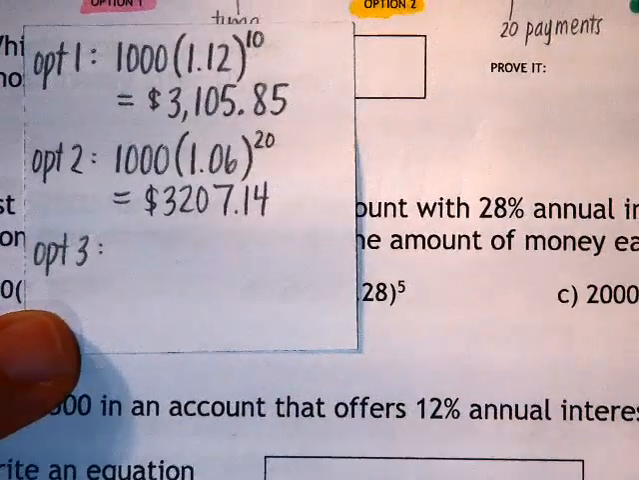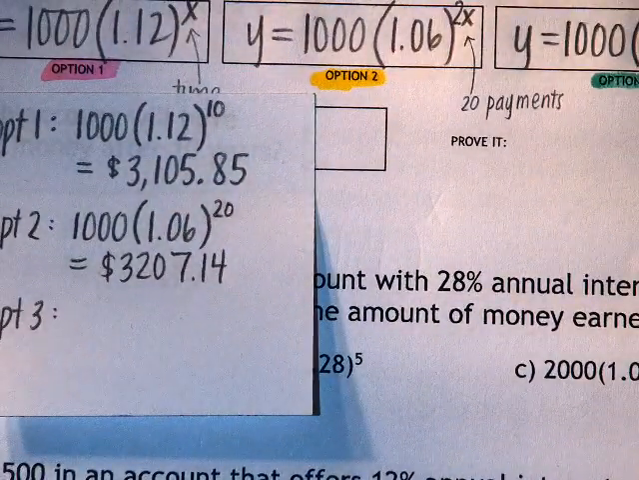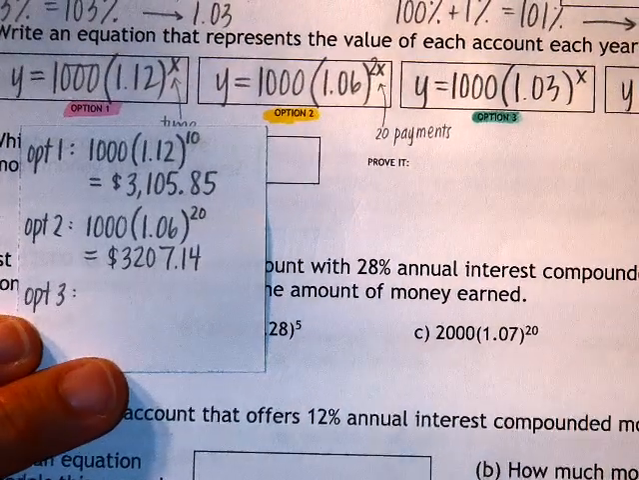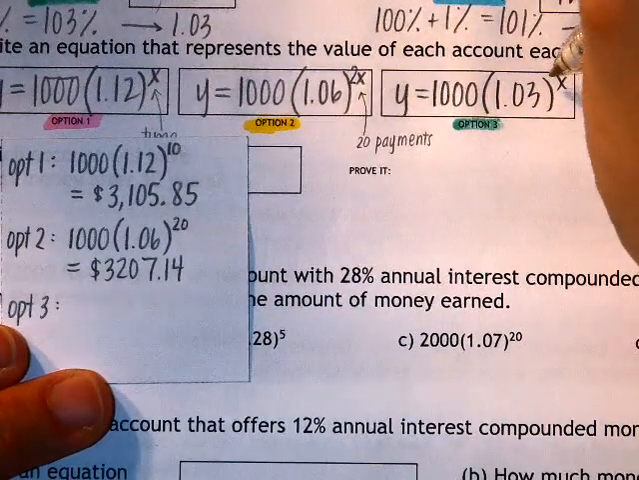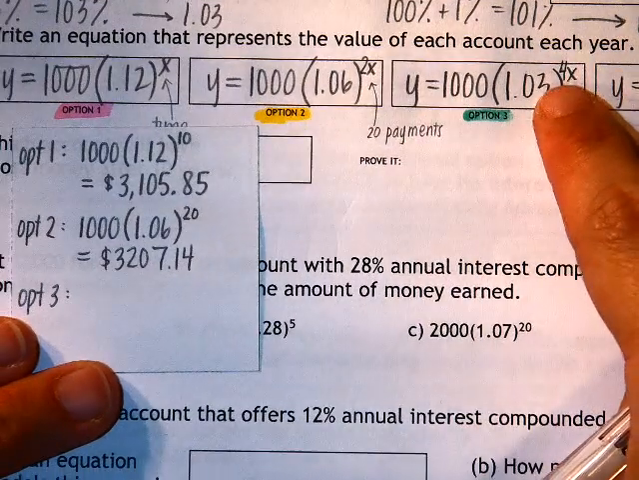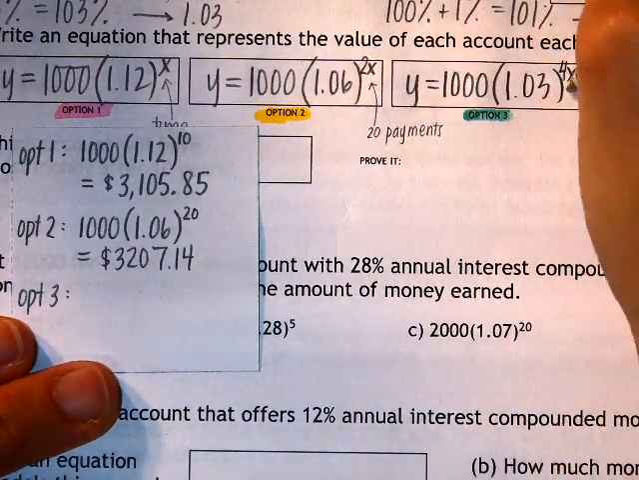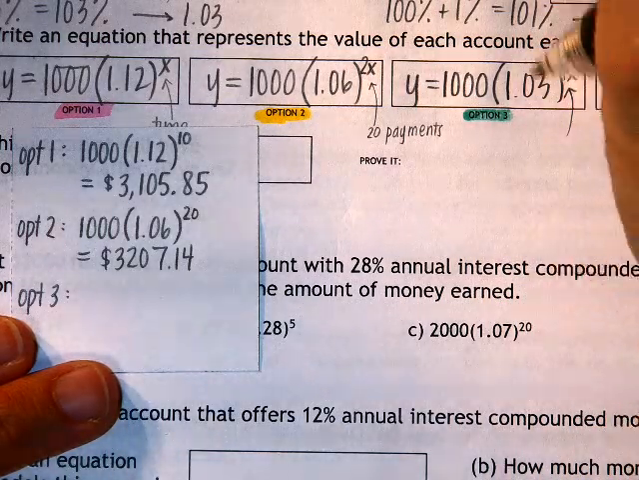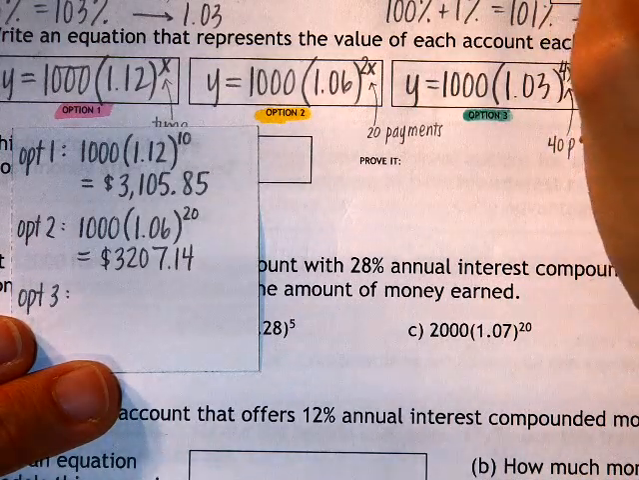So option 3, same idea. We just have to pay close attention to how many payments we have, because that's the only kicker about that X thing, is recognizing how many payments were there. Option 3 was the quarterly thing. So that's 4 payments per year. You can sneak a little 4 into your exponent as a reminder, because 10 years worth of time, 4 payments per year, that's going to be 40 payments total.